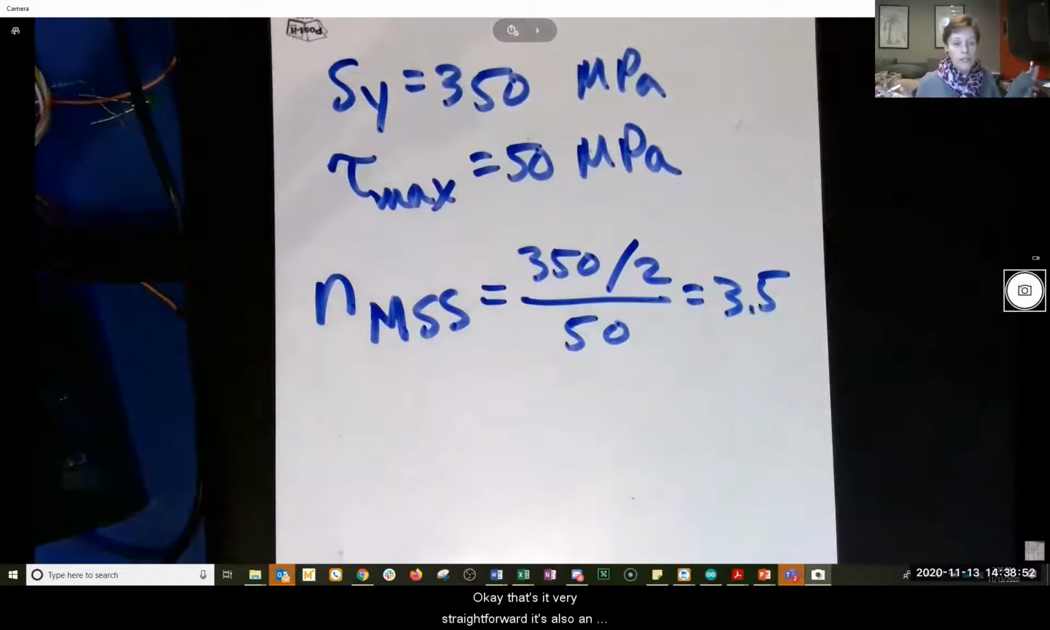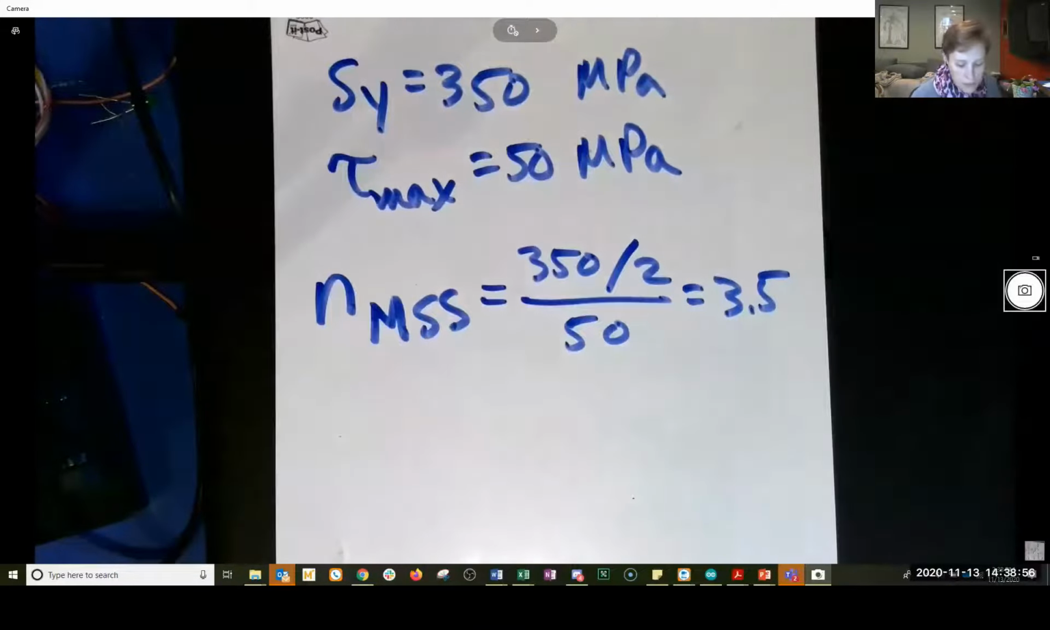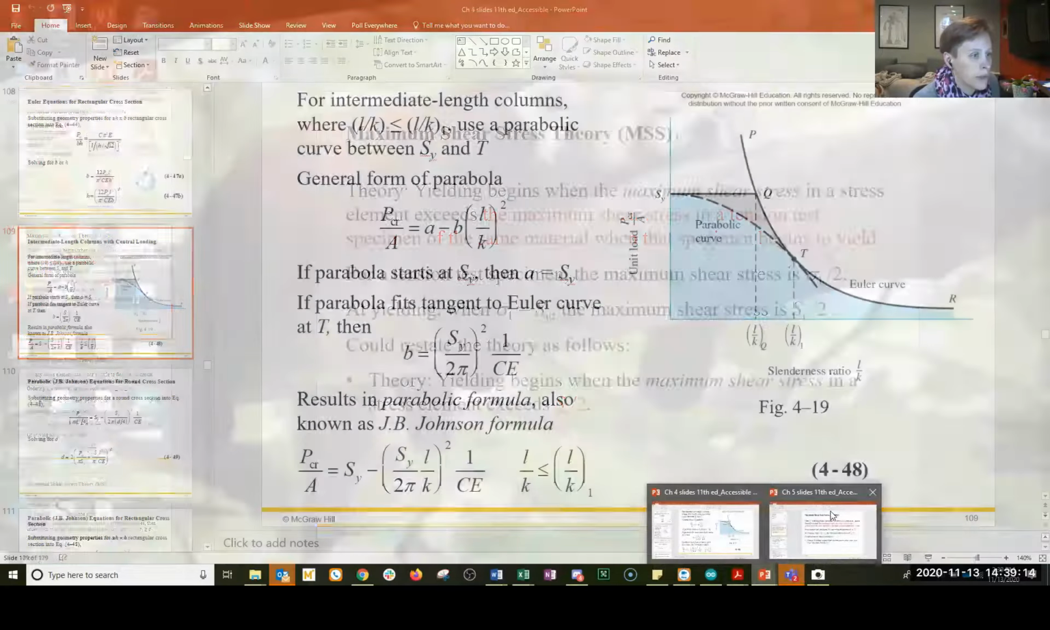It's also an overestimate most of the time. In this particular case, having worked through it once now, it is the same as our distortion energy theory. We'll look at a different example where they vary. So that is maximum shear stress theory. That's it. That's all it is. We're doing great.